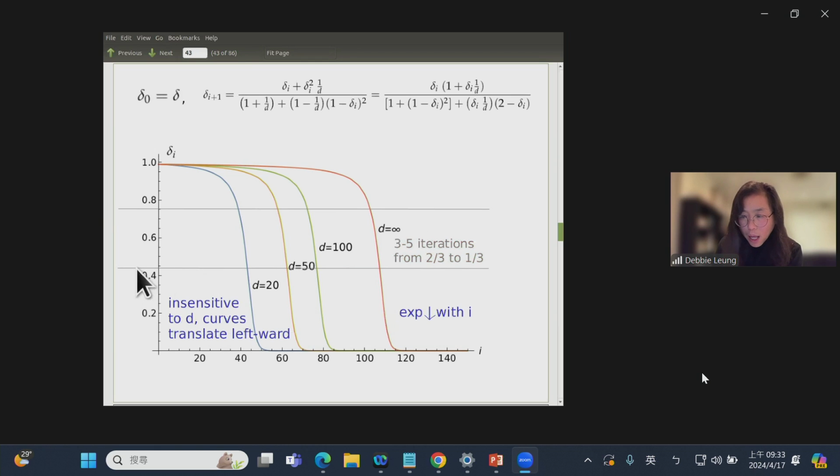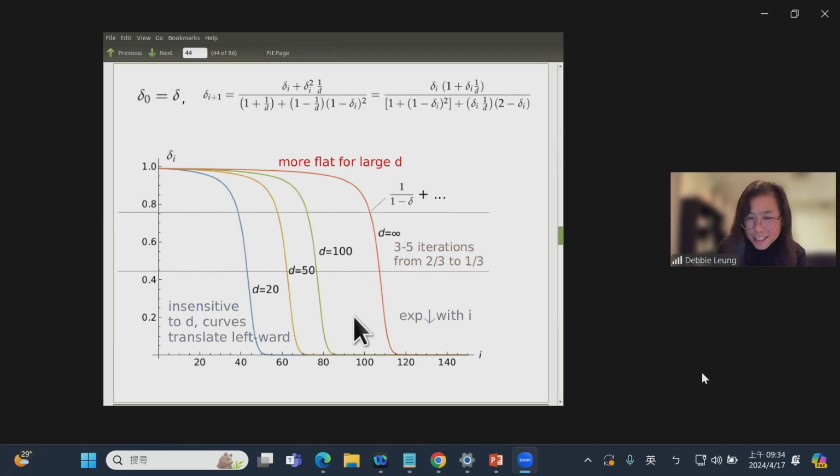If the noise is below half, it's exponentially decreasing with the number of iterations. Furthermore, there is little sensitivity to d, so these curves just translate roughly with one another. It's kind of funny. The hard part is the very high noise regime. You can tell for small dimension, it curves down faster. When the dimension is large, it kind of resists being reduced.